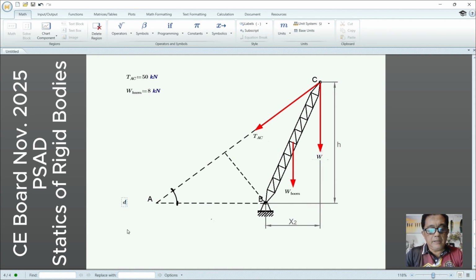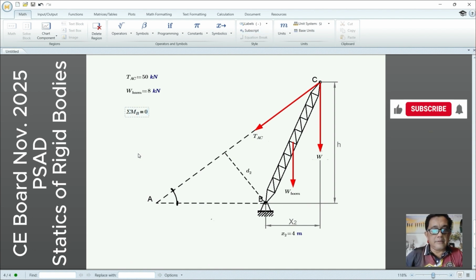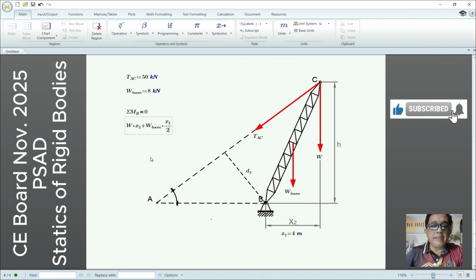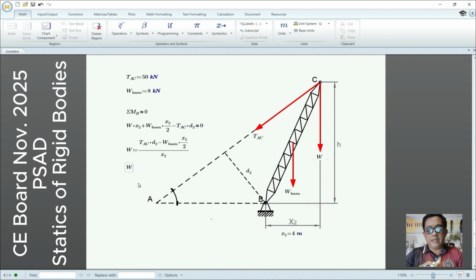We also need the distance d sub 2, the moment arm for T sub AC. The moment arm for the W sub boom is just 1/2 of x sub 2. We know our x sub 2 is 4 meters. So we'll do summation of moment at B equals 0, clockwise moment as positive. That's W times x sub 2. Another clockwise moment will be that of the boom, so plus W sub boom times the moment arm, 1/2 of x sub 2, or x sub 2 over 2. The moment of T sub AC times d sub 2 will be counterclockwise, so that's minus T sub AC times d sub 2 equals 0. So our weight is equal to, in kilonewtons, 56 kilonewtons.